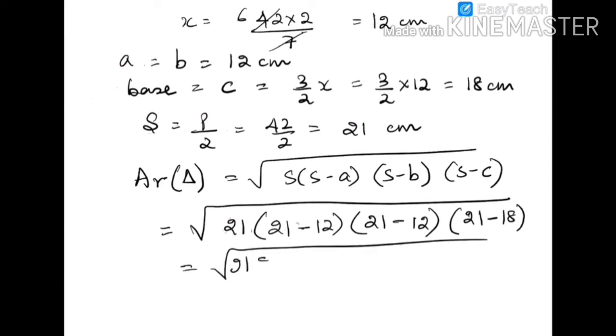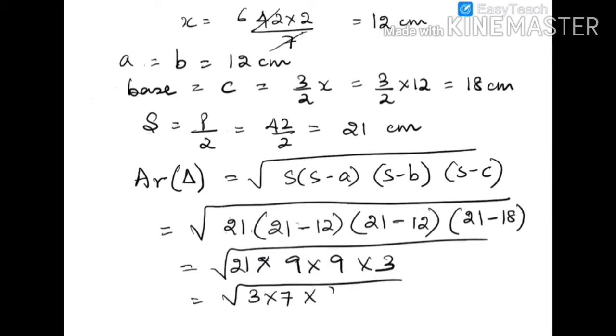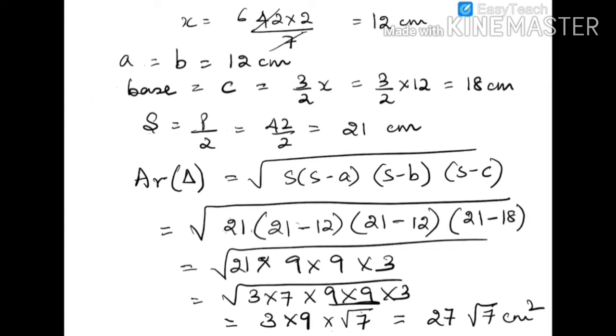That is square root of 21 into 9 into 9 into 3. Splitting 21 as 3 into 7, we get identical factors of 3 and 9. So we can write them out of the square root. 7 is single, so it will be written under the square root sign. So this is same as 27 root 7 centimeters square.